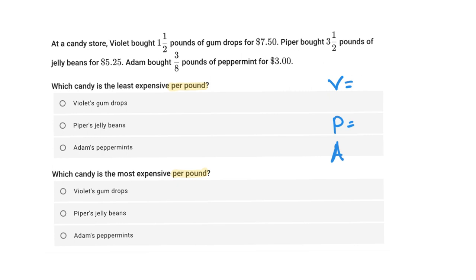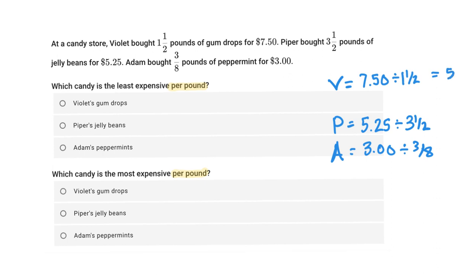So to find the unit rate, we are just going to take our unit, which is money, and put it into per pound. So we're going to divide our money by the number of pounds. So Violet's is $7.50 divided by 1.5. Piper is 3.5 pounds of jelly beans for $5.25, so I just mixed that up. So that's $5.25. We're going to divide that by 3.5. And Adam bought 3 1/8 pounds for $3. So we're going to take our $3 and we're going to divide by 3 1/8. So I'm going to go and calculate each of those out.